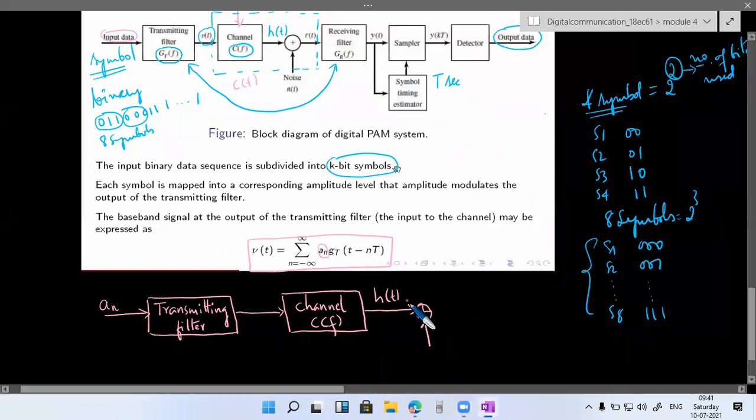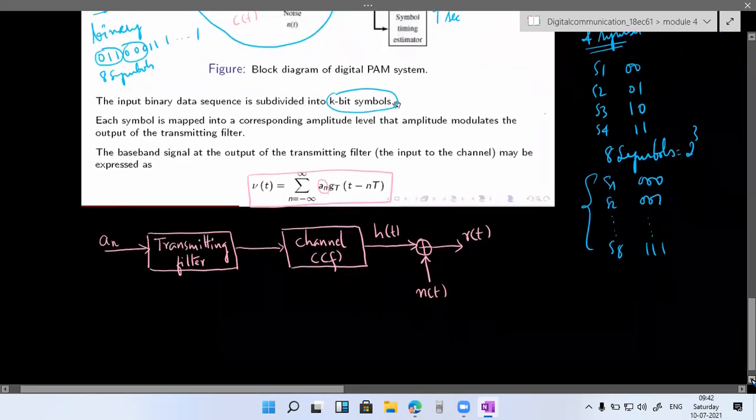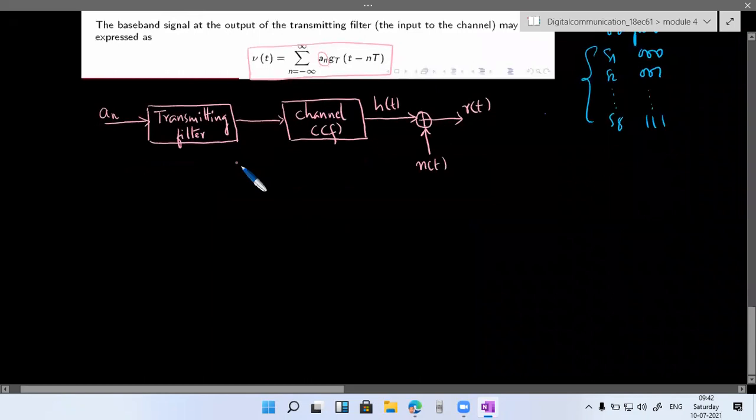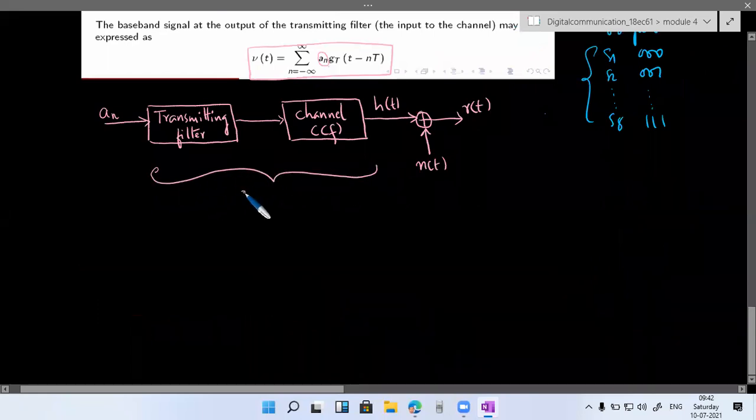So here I'll be getting this h of t as our channel output, but this channel is associated with noise, which we represent as n of t, and in turn this h of t added with n of t results in the received signal r of t. Right now I'm having two blocks that are cascaded together.